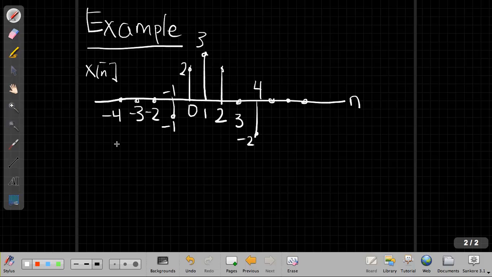So here's my x of n, and to find the even part, what I want to do is add it to itself when it's been time reversed. So one easy way to do that is to just draw the time reversed version right underneath it. I could go through for each value of n, but sometimes it's easier not to get mixed up if I just flip it around. The tallest one here is at 1, so that's going to be at minus 1. So let me draw that first, just to make sure I space it out enough.